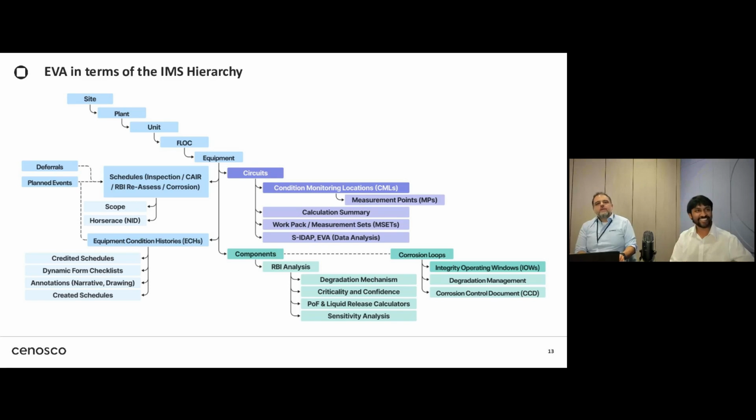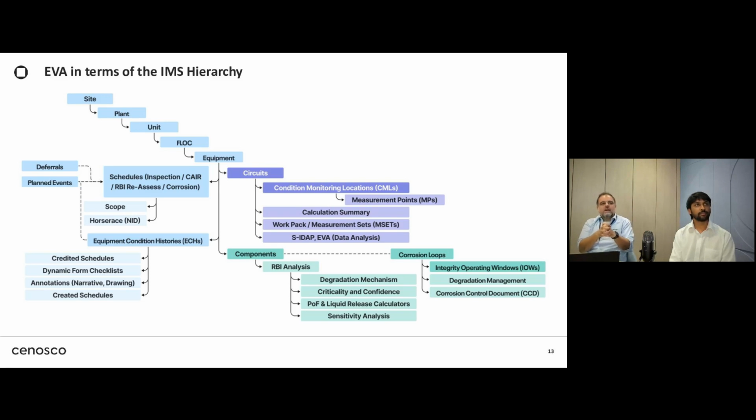So we wanted to bring a bit of context, right? The EVA for us is not a standalone application that you run whenever you do an inspection. It's part of an integrity management system, right? So those calculations will be tied to an equipment. We look into the asset hierarchy as it comes from a CMMS application like SAP and Maximo, so the site, plant, unit, functional location, and the equipment.